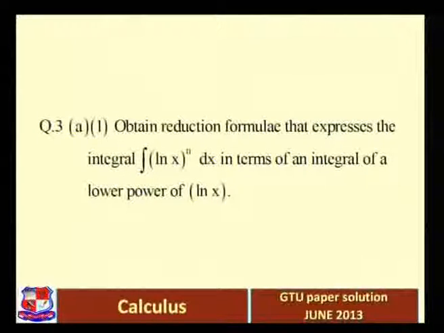Question 3a, first part. Obtain a reduction formula that expresses the integration of log x raised to n dx in terms of an integral of a lower power of log x. So here we have to use integration by parts.